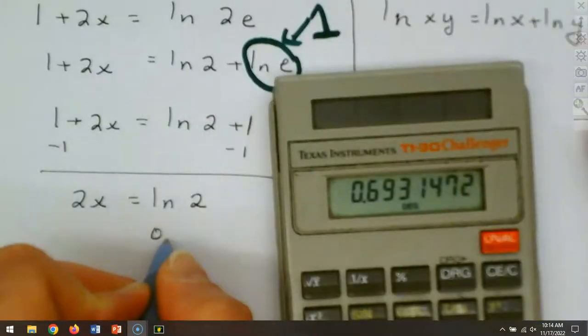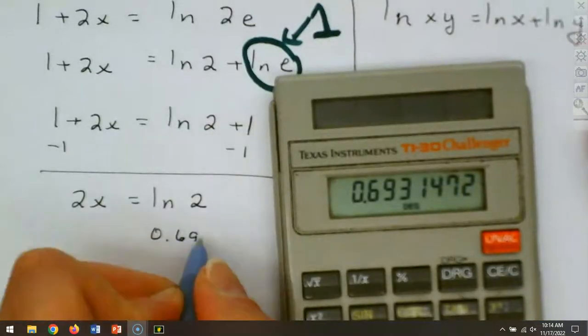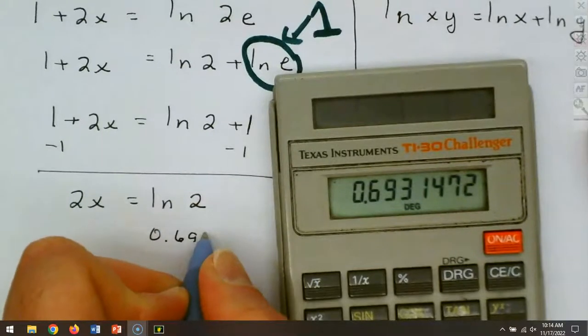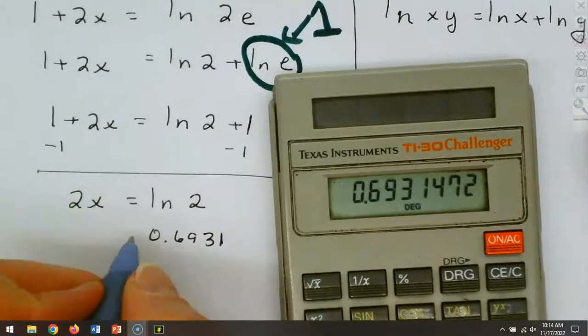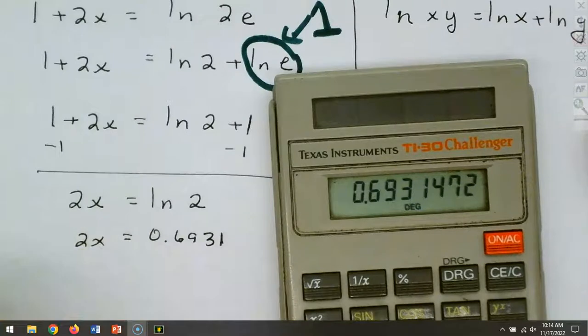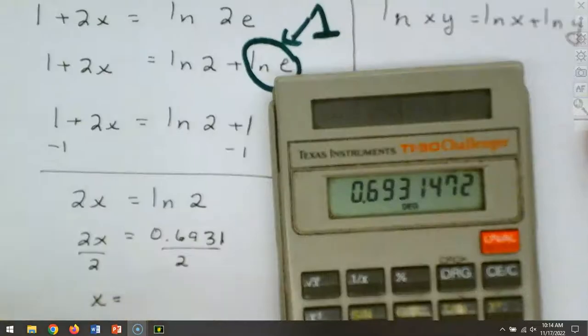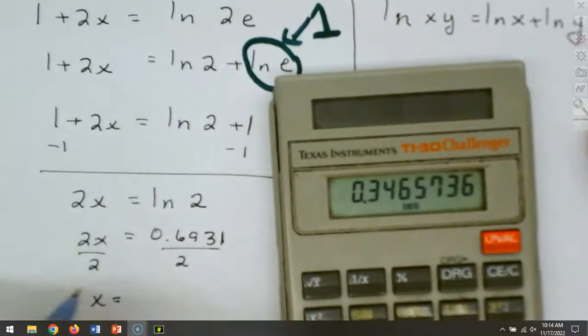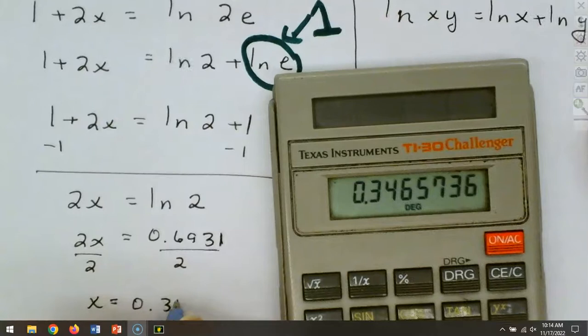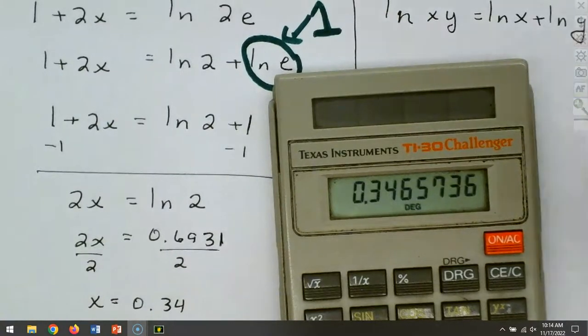And that is 0.6931 if we round close enough. And that equals 2x. So we'll divide that then by 2. And we get our answer, which is then 0.347 or 65 either way. Well, we'll just do 66, close enough.